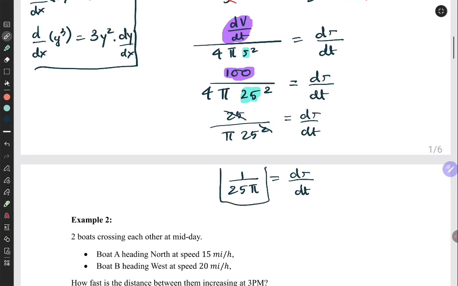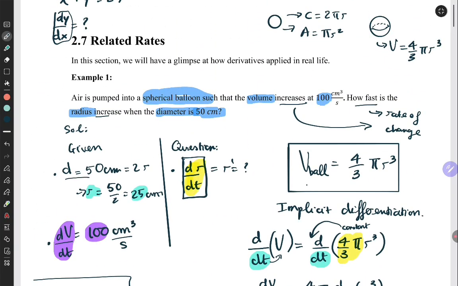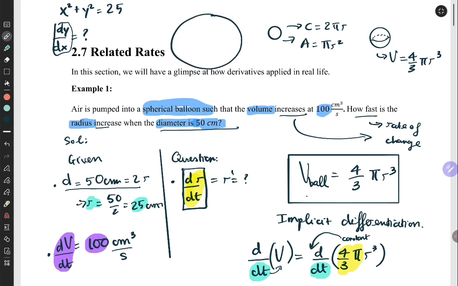And convert to decimal. Why did you get a 25 in the denominator? Where did that come from? You mean this one? From the radius? Yes, okay. Because right here, the diameter is 50. That is diameter, right? The radius is half a diameter. Half of 50 is 25.